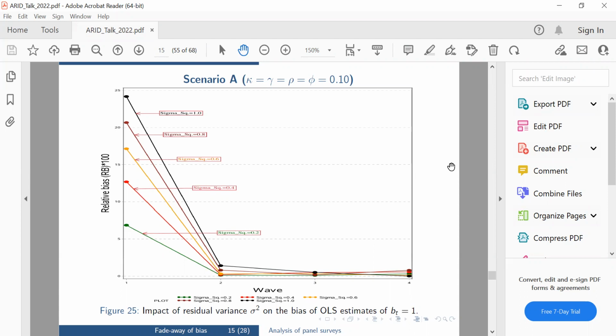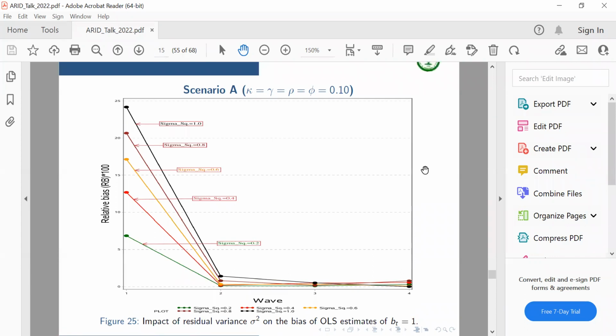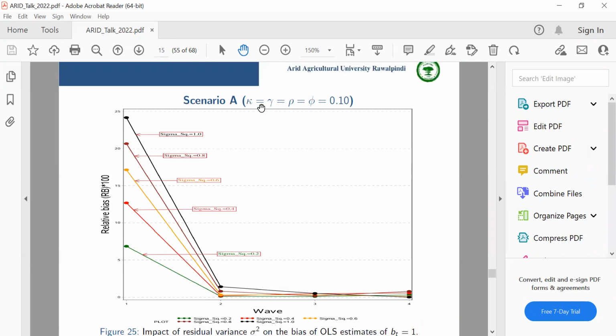But it does not depend only on the residual values, it also depends on the stability of the model. For example, this is scenario A, and I noted here that kappa, gamma, rho, and p are equal to 10%. So it is very small. It means the regression model is changing over time. So in this case, we expect a high fadeaway effect of the non-response bias.